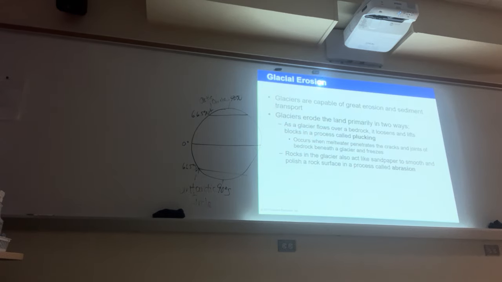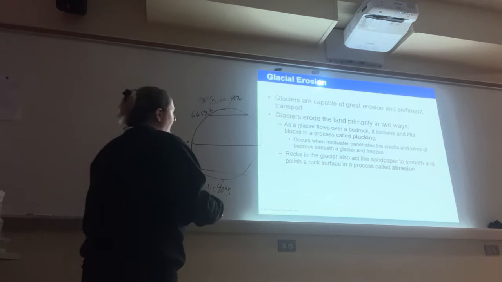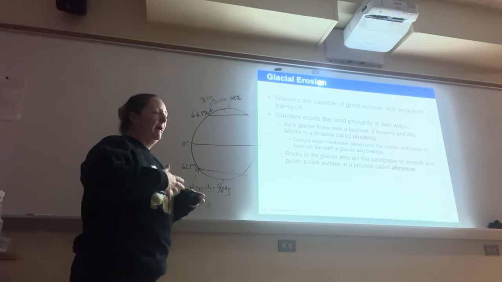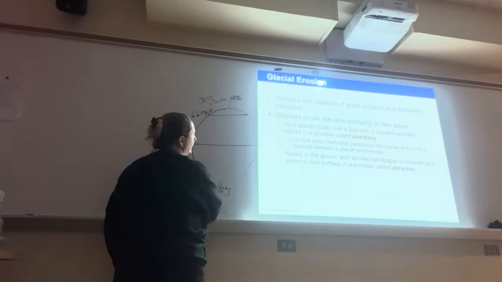All right, now when it comes to glacial erosion, this is primarily what your lab is going to be about, looking at some of the features that are created when a glacier moves across land. Glaciers themselves are capable of great erosion because of the fact that they are just very powerful and massive. Glaciers erode the land in two ways.